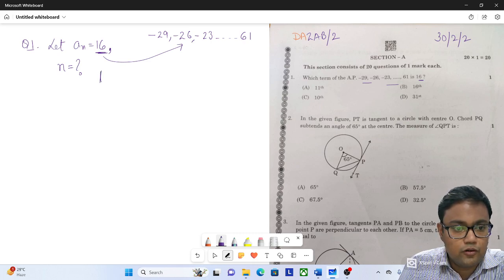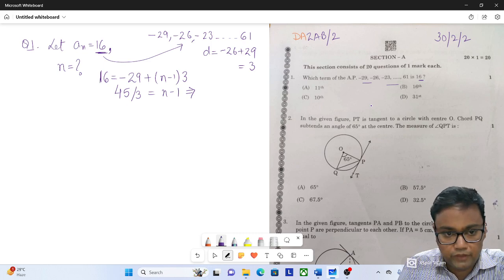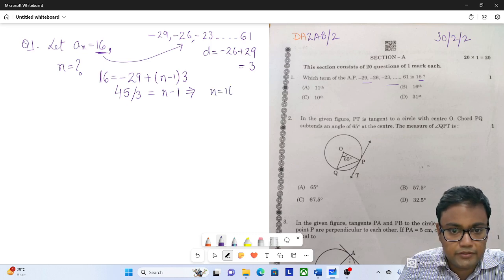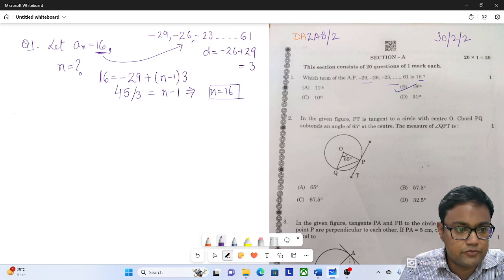So, for AN, where the first term is minus 29, n is unknown and the common difference is minus 26 plus 29, that is 3, right. So, you may add these two values to get 45 and this 3 will divide 45 equal to n minus 1, and after solving it you will get n equal to 16. So, 16 is the right option, right.